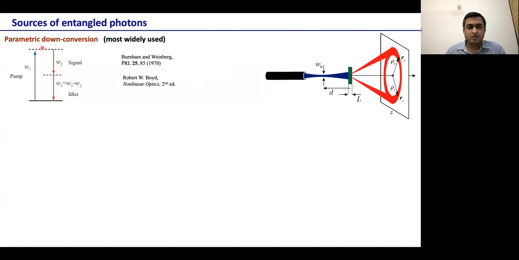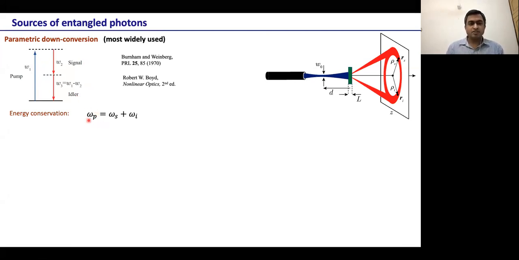That means the process is very, very inefficient. The efficiency is like 10 to the minus 9. So for every 10 to the 9 photons, only one of them gets down converted and breaks up into this entangled signal and idler photon. This is the traditional name: when the pump breaks, the first one is signal, the second one is idler, and these two are entangled. In this process, you of course have to conserve energy.